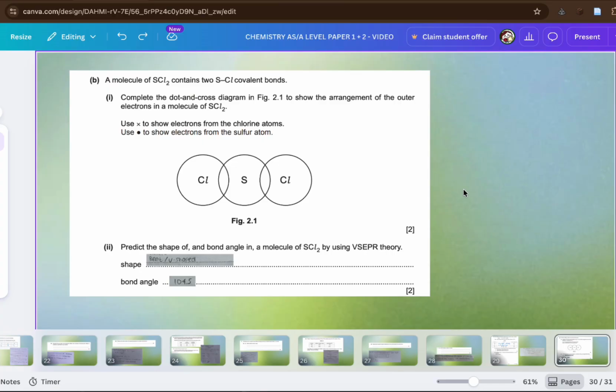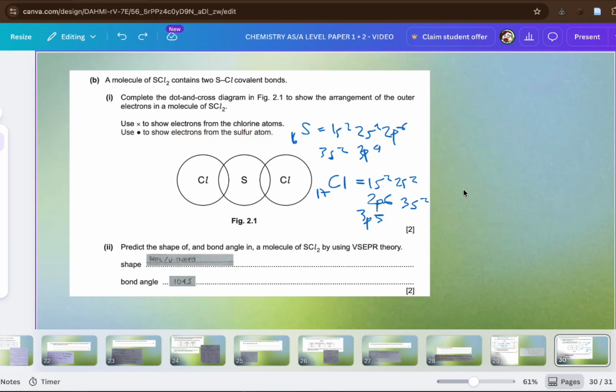Next, sulfur has 16 electrons, so write the electronic configuration: 1s2, 2s2, 2p6, 3s2, and 3p4. Next, chlorine. Chlorine has 17: 1s2, 2s2, 2p6, 3s2, 3p5.